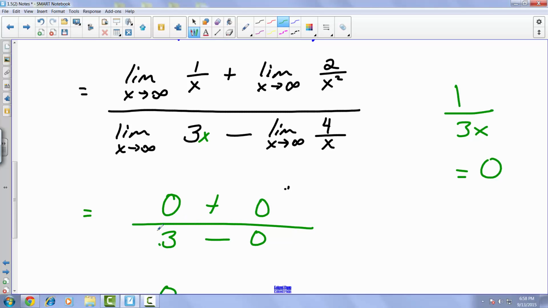All right. So again, though, that is example 6 from our 1.5 number 2 set of notes.